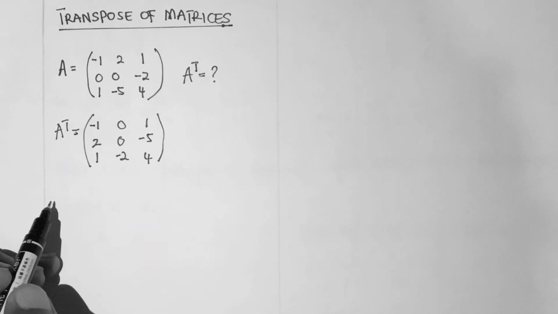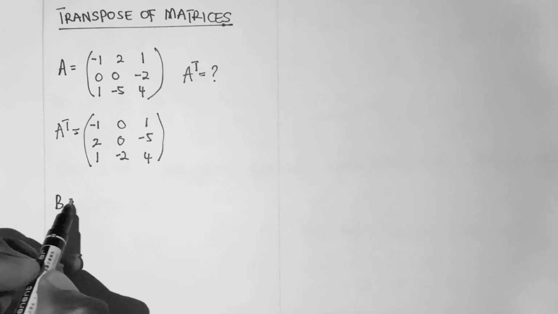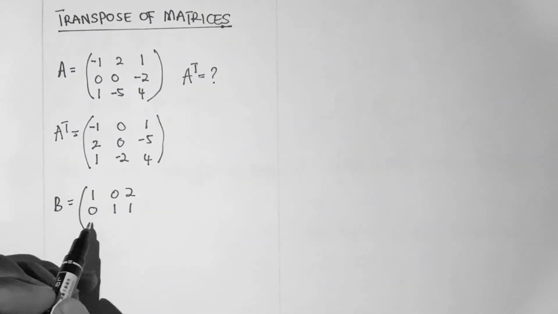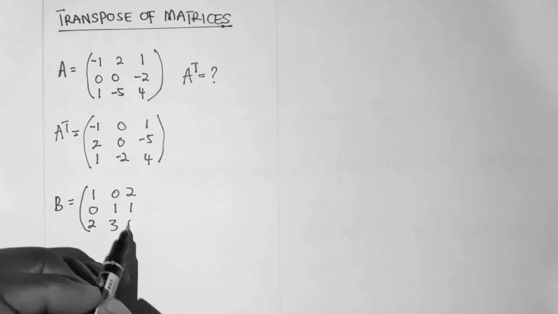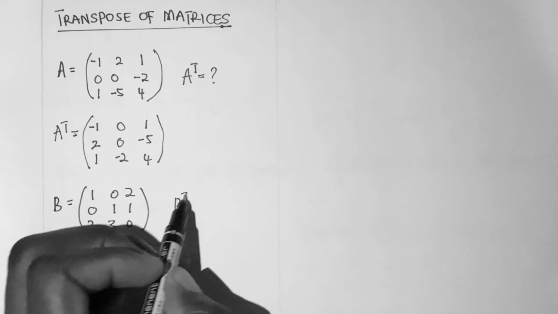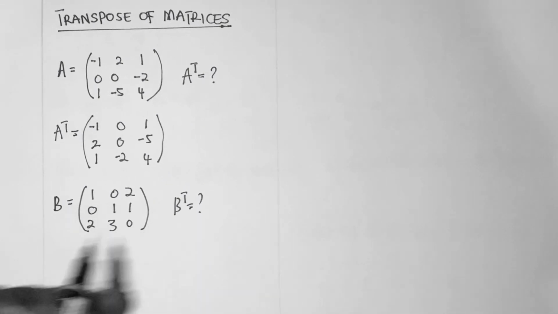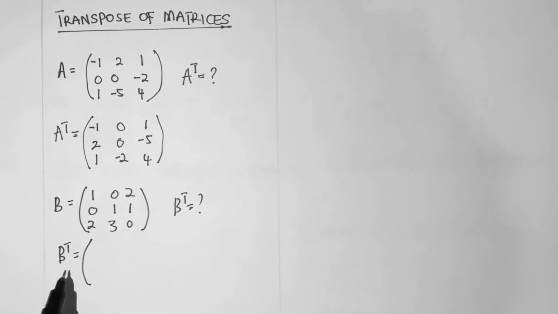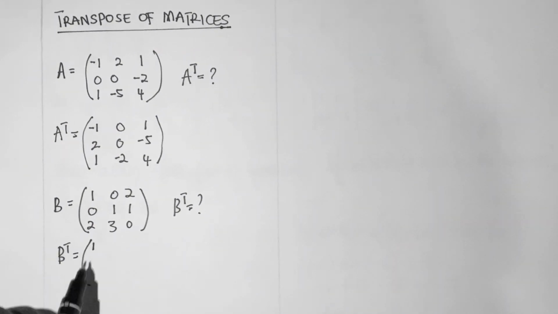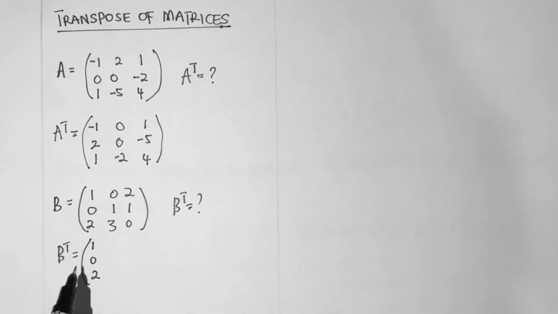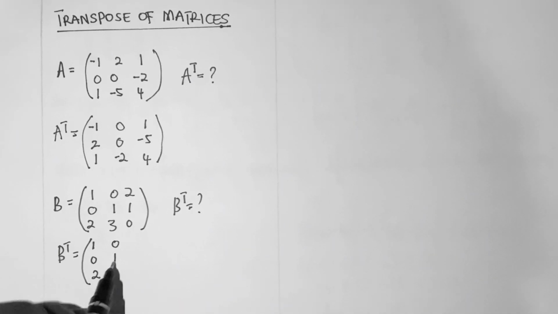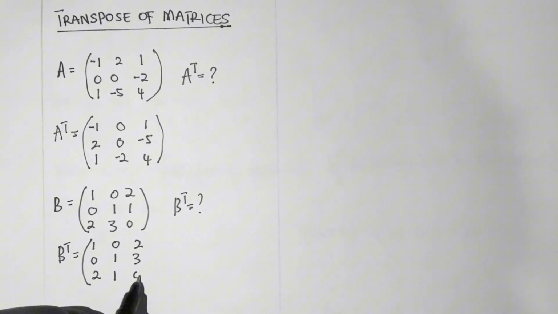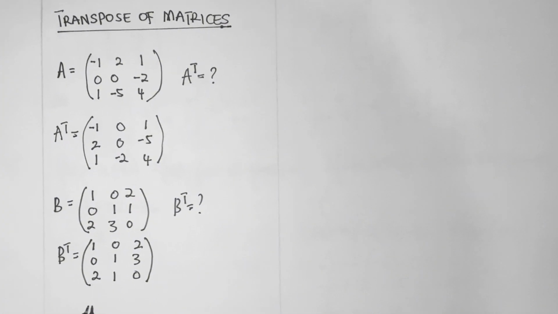We are also given another matrix, which is matrix B, which is equal to 1, 0, 2, 0, 1, 1, 2, 3, 0. We are supposed to find the transpose of B. So the transpose of B is equal to, take the first row and turn it into the first column. So 1, 0, 2. Take the second row, turn it into the second column. 0, 1, 1. Take the third row and turn it into the third column. 2, 3, 0. So this is the transpose of B.